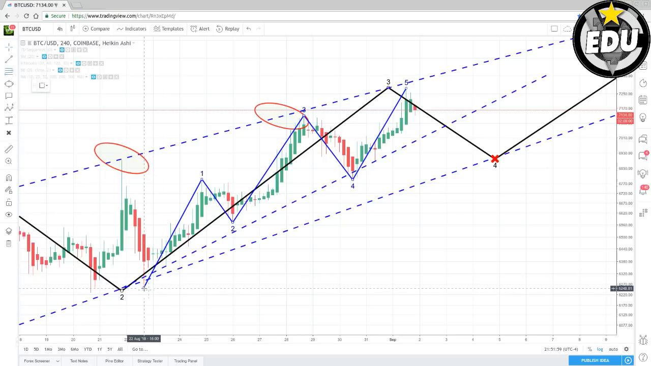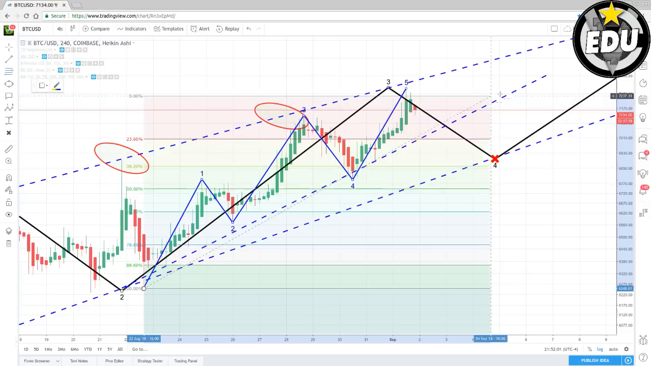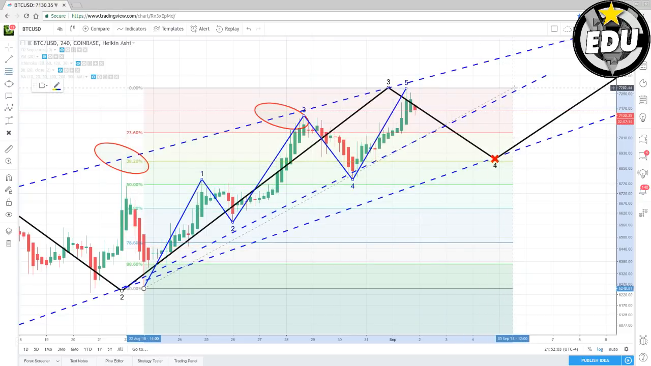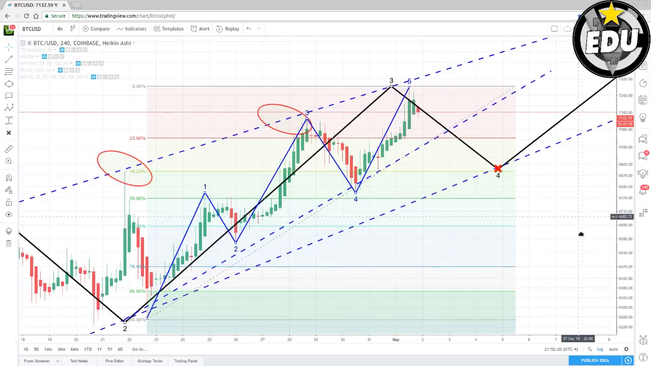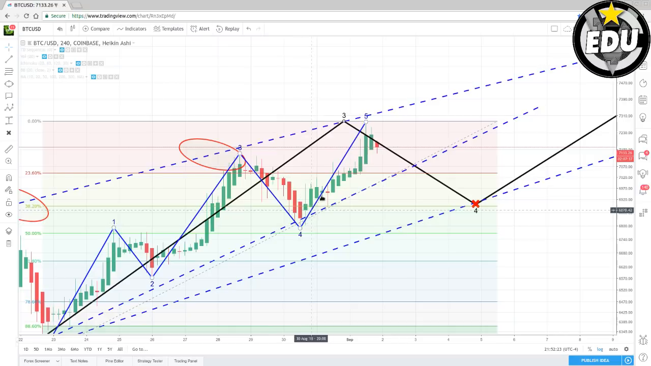Let's see, if we retrace a Fibonacci retracement of this one, this should retrace 38% in this case because there is lots of support. So my ABC correction has to be between those Fibonacci levels, but what we can do, we can even go closer to find another Elliott wave inside this pattern.